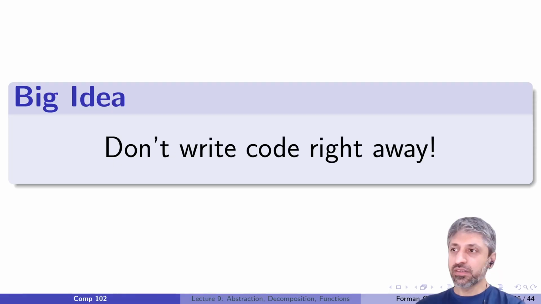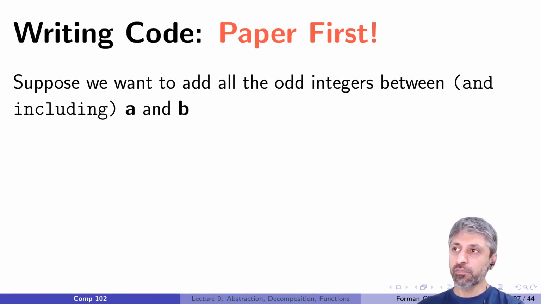So that's a big idea. Don't write code right away. Always write your idea and the code on a piece of paper, think about it, check a few values on it, and then start writing. Make sure that it's working as best as you can, and then you can start writing code on the computer.